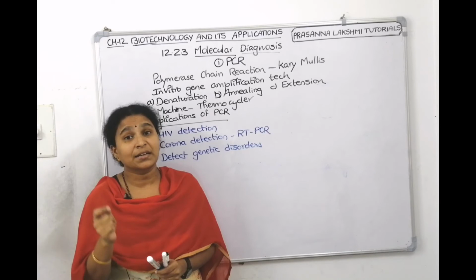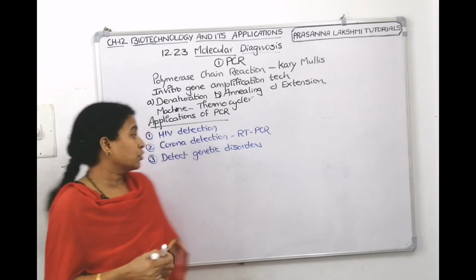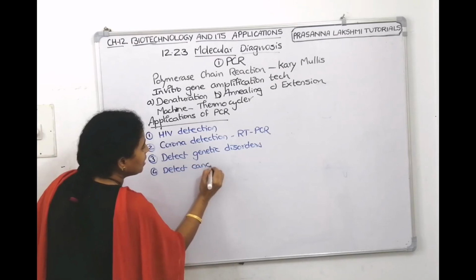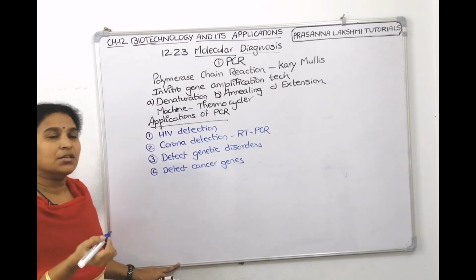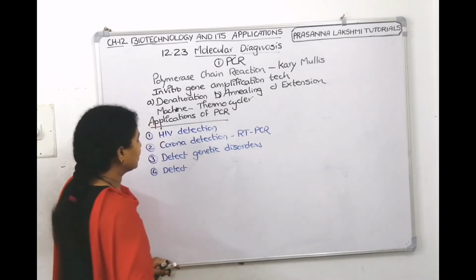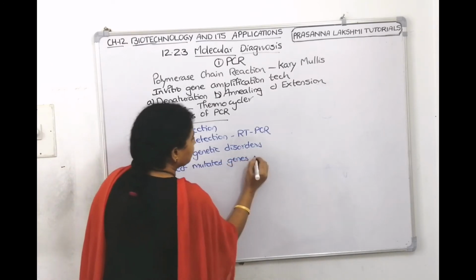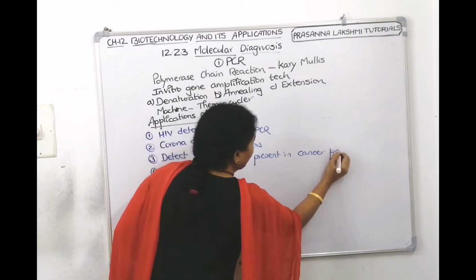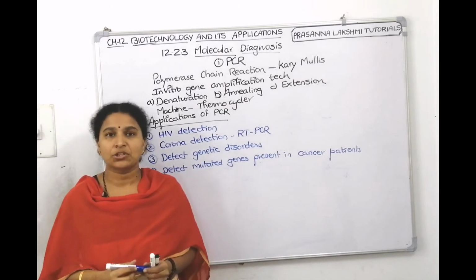It can be used to detect the mutated genes which are present in cancerous patients. PCR can be used to detect cancerous genes, or we can write it as mutated genes present in cancer patients. So there are wide applications of PCR. We have listed only those which are mentioned in NCERT.